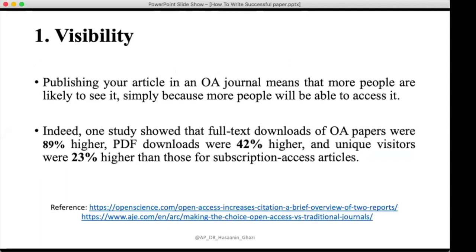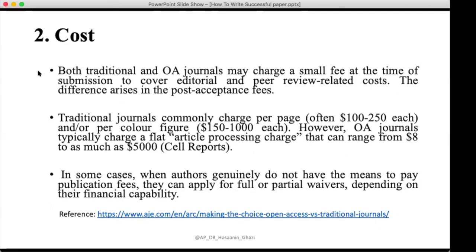Why? Because with closed access, only people who have access to the journal, who have a subscription to the journal, can download and view your paper. The second factor is the cost. As we said, with open access you have to pay more than closed access. Closed access, no need to pay anything. So this is the other factor.